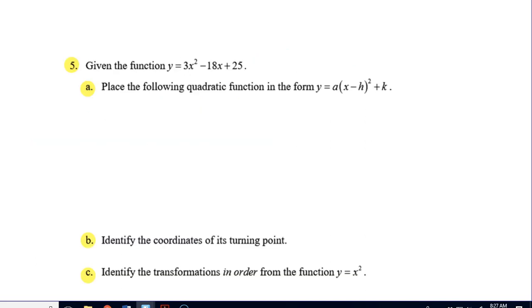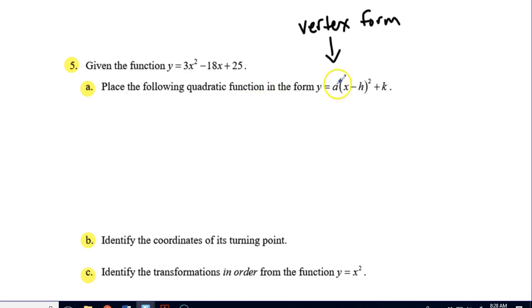Next question, number 5. It wants us to place this quadratic into what we call vertex form. This should be very familiar to you in terms of the effects of a, h, and k. Just coming off our trigonometry unit, you know a lot about what a does in terms of reflection and vertical stretching, as well as h shifting right and left, and k shifting up and down. So we want to get it into that form so we can identify the transformations.